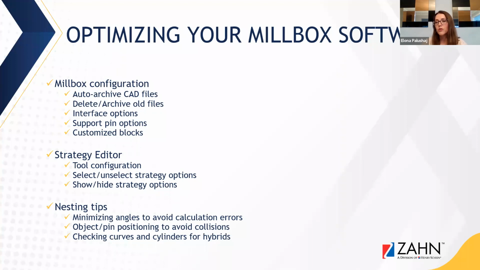And then finally, we'll go just over a couple nesting tips to avoid errors or to fix errors that could have happened. So we'll go over minimizing angles to avoid calculation errors. I know that's one error that comes up quite often, whether it's while you're doing the calculation, or sometimes you'll see it on the milling side. It says overran angle limits. If you're familiar with that error, we'll go over how to try and avoid that.